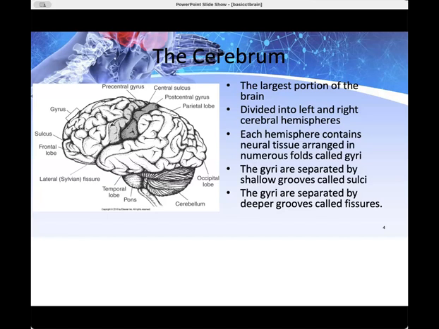The two main fissures of the cerebrum are the longitudinal fissure and the lateral Sylvian fissure. Located in the longitudinal fissure are the falx cerebri and the superior and inferior sagittal sinuses. The lateral fissure is a deep furrow that separates the frontal and parietal lobes from the temporal lobe.